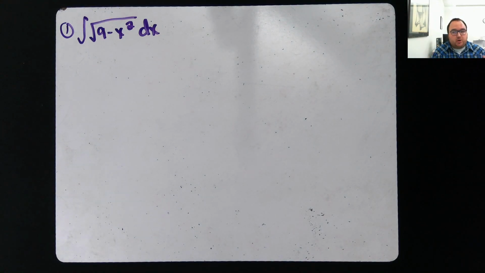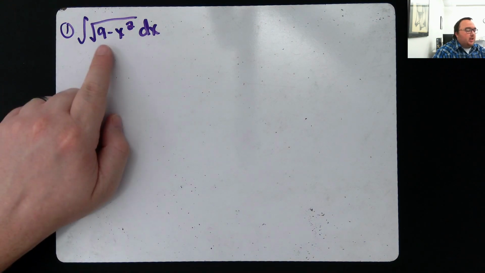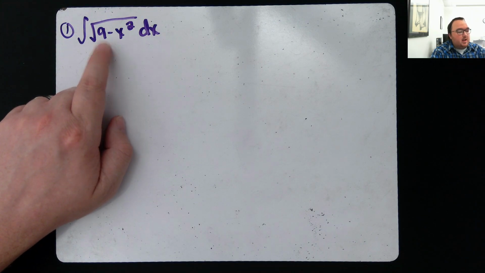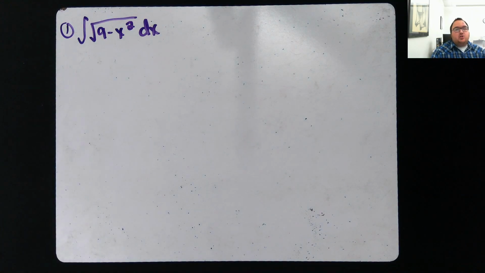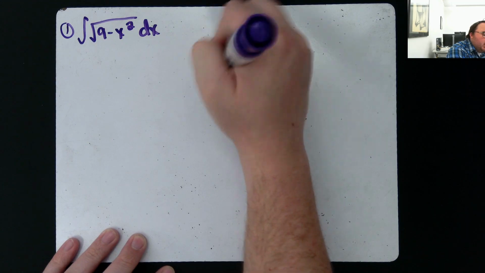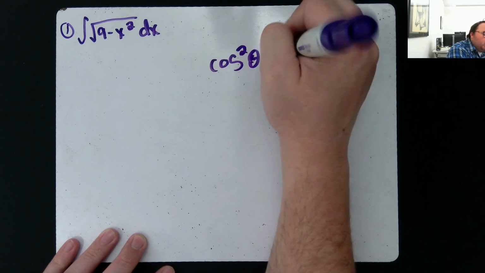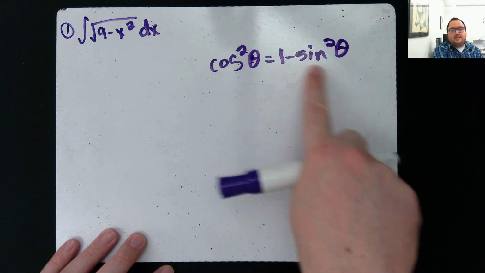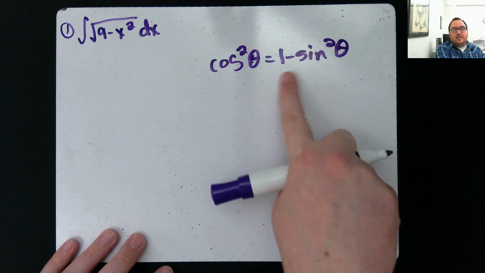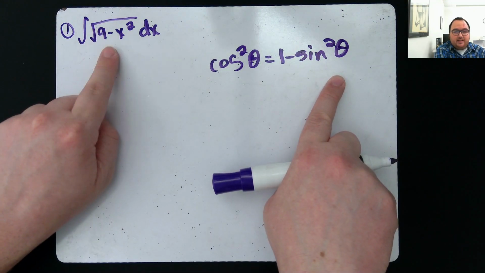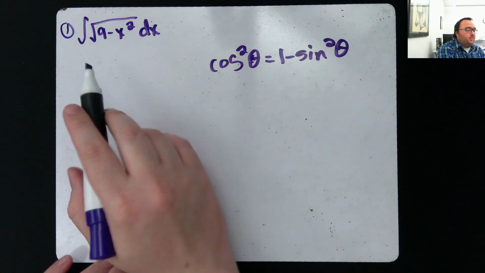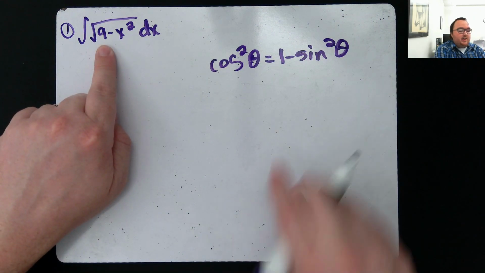So think about those trig rules I had written down. This is a constant minus something squared, right? A constant minus something squared. This looks a lot like when I wrote cosine squared equals 1 minus sine squared. It is a constant minus something squared. So I want to use this rule to plug something into here to turn it into a form that I actually can do.